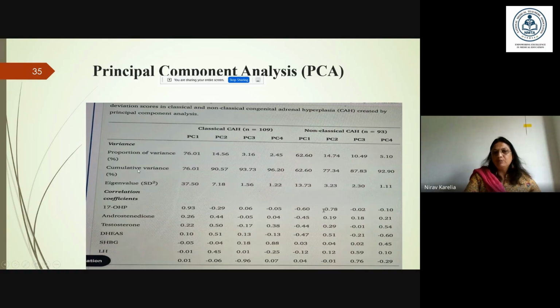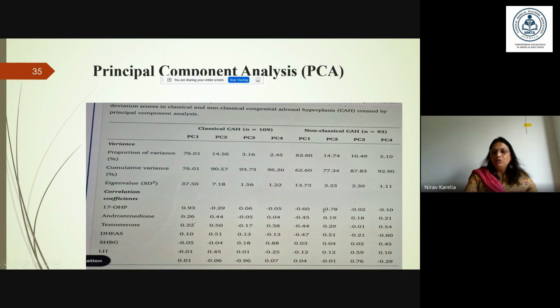Again, the same: proportion of variance, which is the variability, cumulative variance and eigenvalue. By thumb rule, whether it is factor analysis or principal component analysis, whichever factor or component has a higher eigenvalue, you have to consider only that. So I have considered PC1 because the eigenvalue is higher in classical, and in non-classical again PC1 is high.